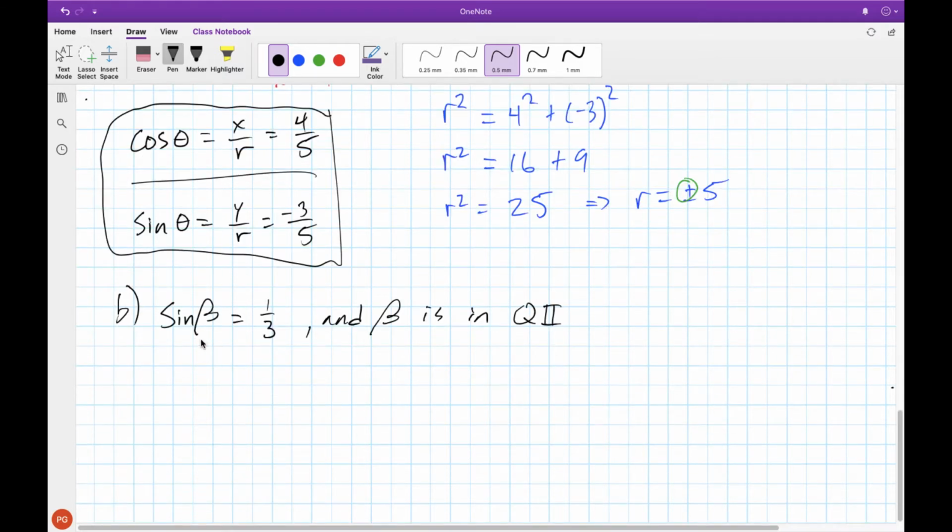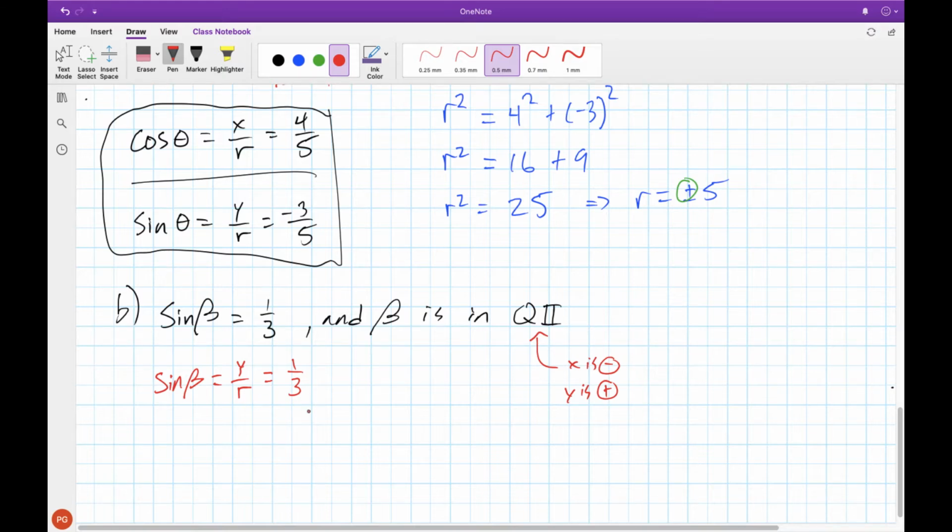Our next question tells us that the sine of an angle, beta in this case, is equal to 1/3, and beta is in quadrant 2. Thinking back to last time, quadrant 2 tells us that x is going to be negative, y is positive, and the sine of our angle is y over r, which is equal to 1/3, so pretty easy to see that y is going to be 1, r equals 3. And y is positive, just like we said, so that makes sense.